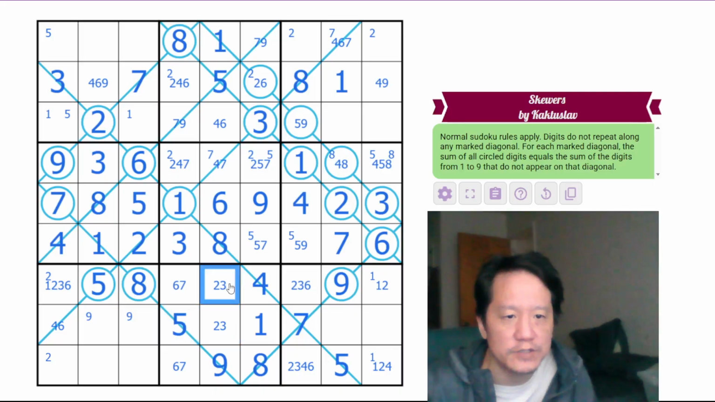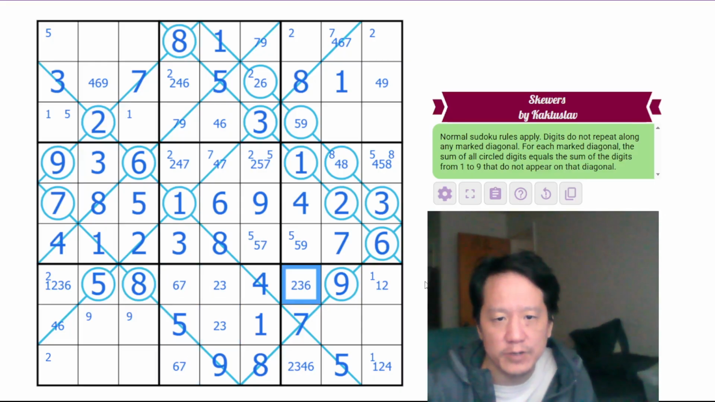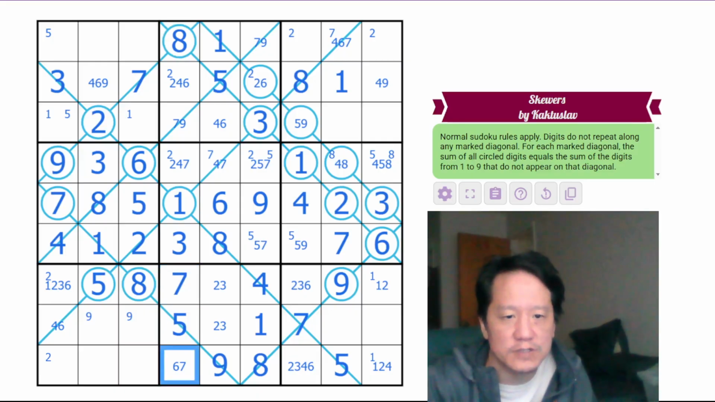So where is the 7 then in row 7? Can't be here because of 7 in the column. Can't be here because of the 6-7 pair in the box. Can't be here because of 7 in the box, so 7 has to be here. So this is 7, which makes this 6. That eliminates 6 here.